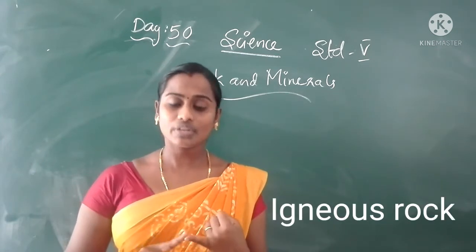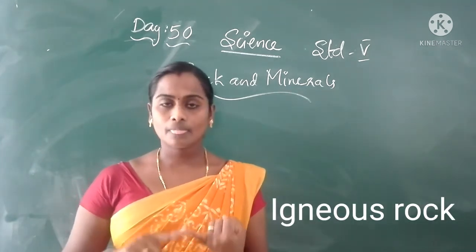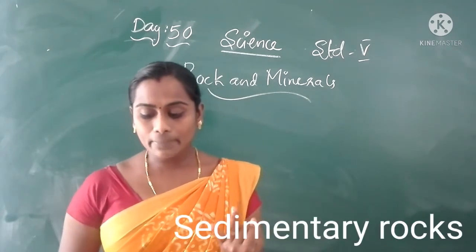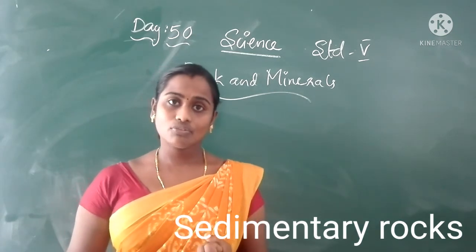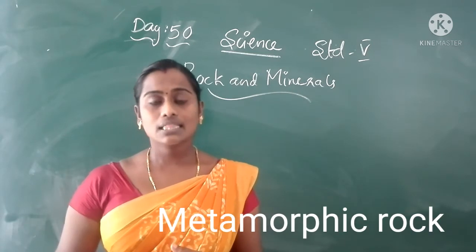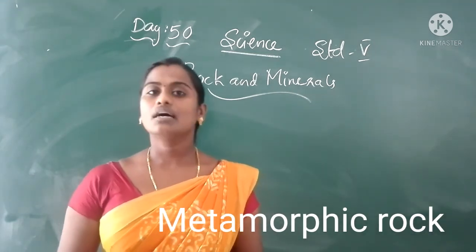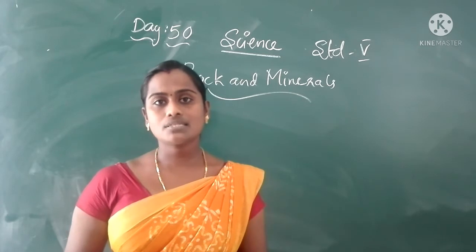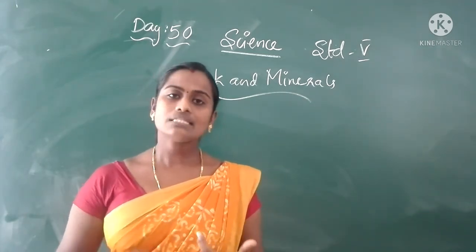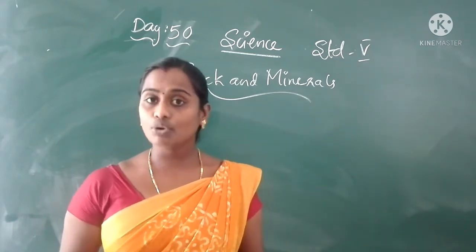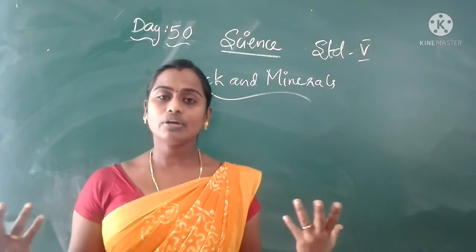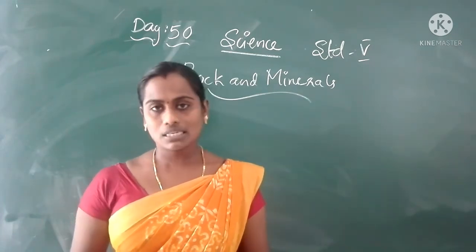The very first one is igneous rocks. The second one is sedimentary rocks. And the third one is metamorphic rock. So, igneous rocks, sedimentary rocks and metamorphic rocks. These are the three types of rocks that are found in the earth's crust.